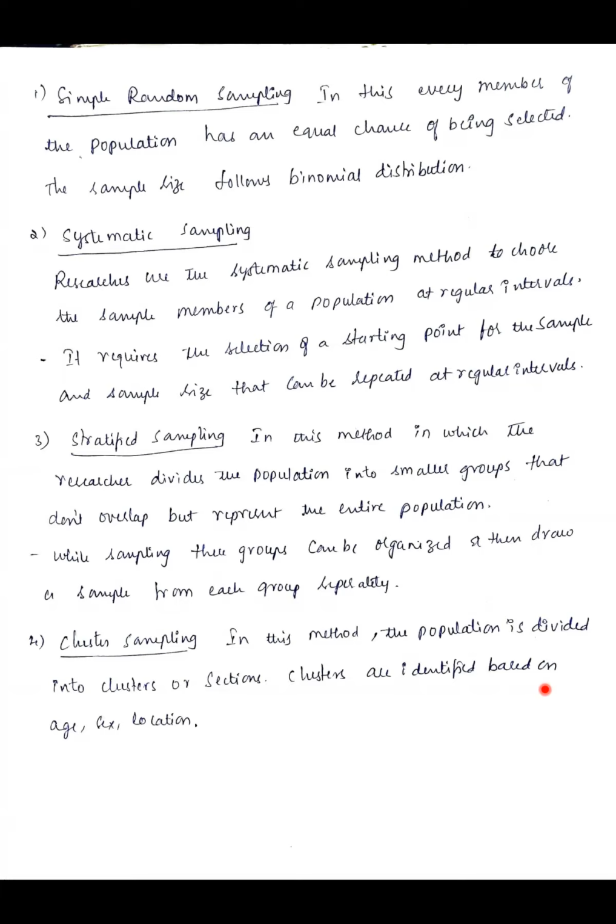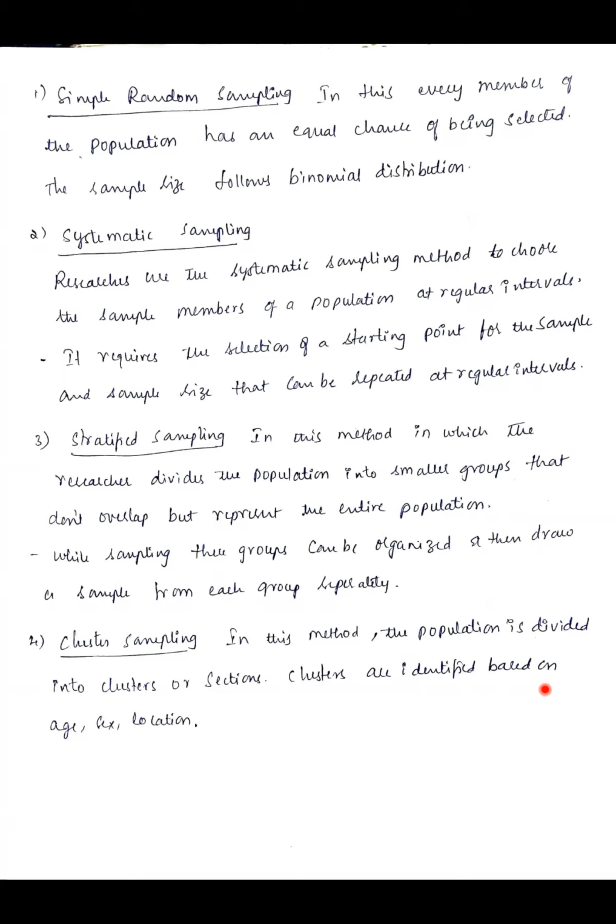Okay, next one is stratified sampling. In this method, the researcher divides the population into small groups that don't overlap but represent the entire population. Clear? That means while sampling, the groups can be organized and then a sample is drawn from each group separately. And there is quite a similarity between stratified sampling and cluster sampling.